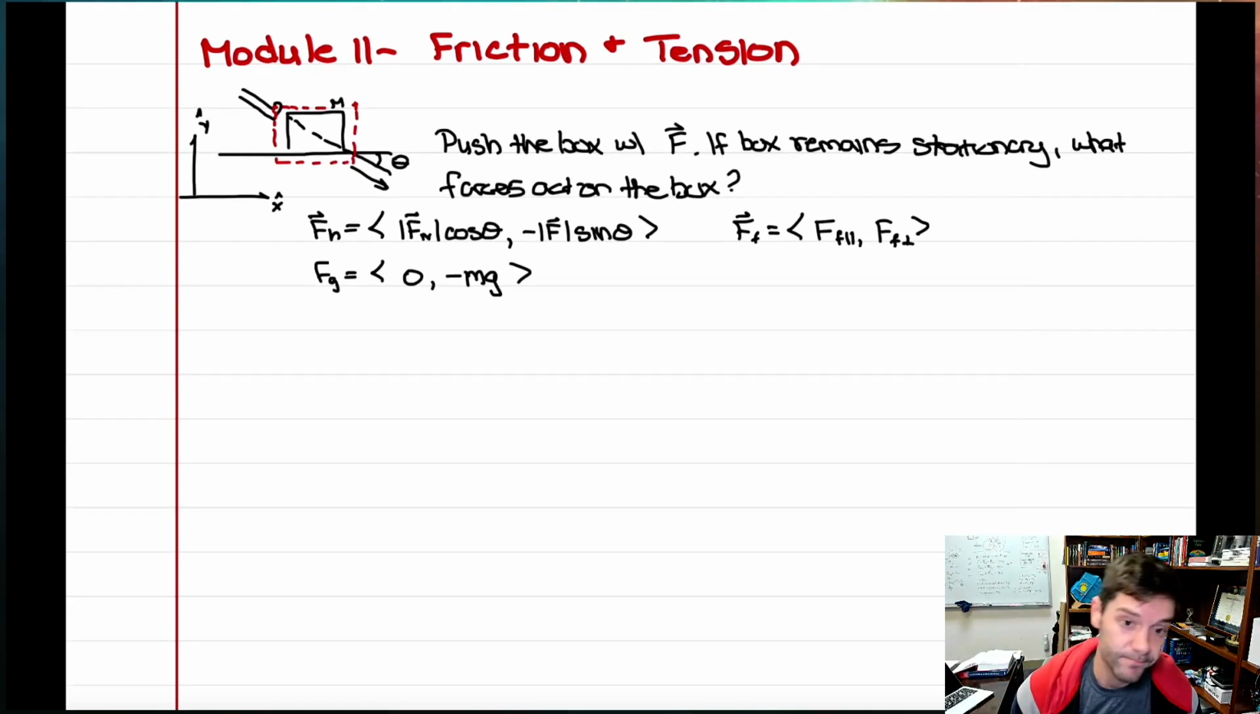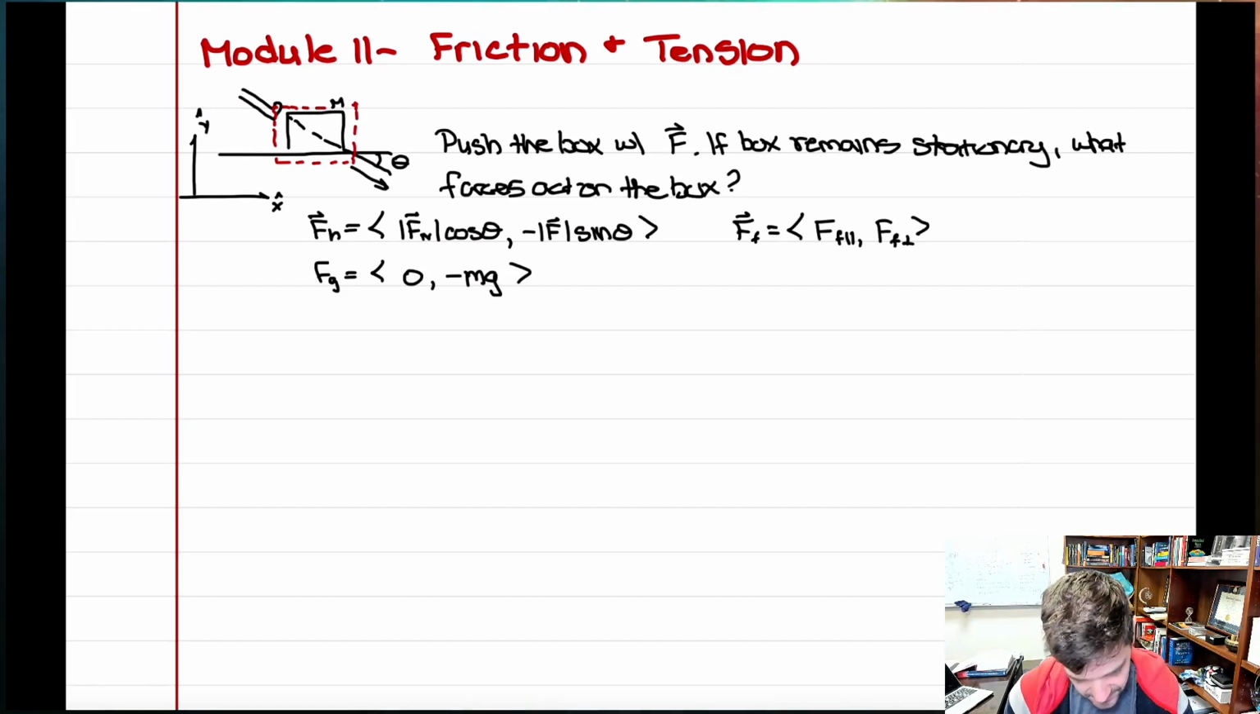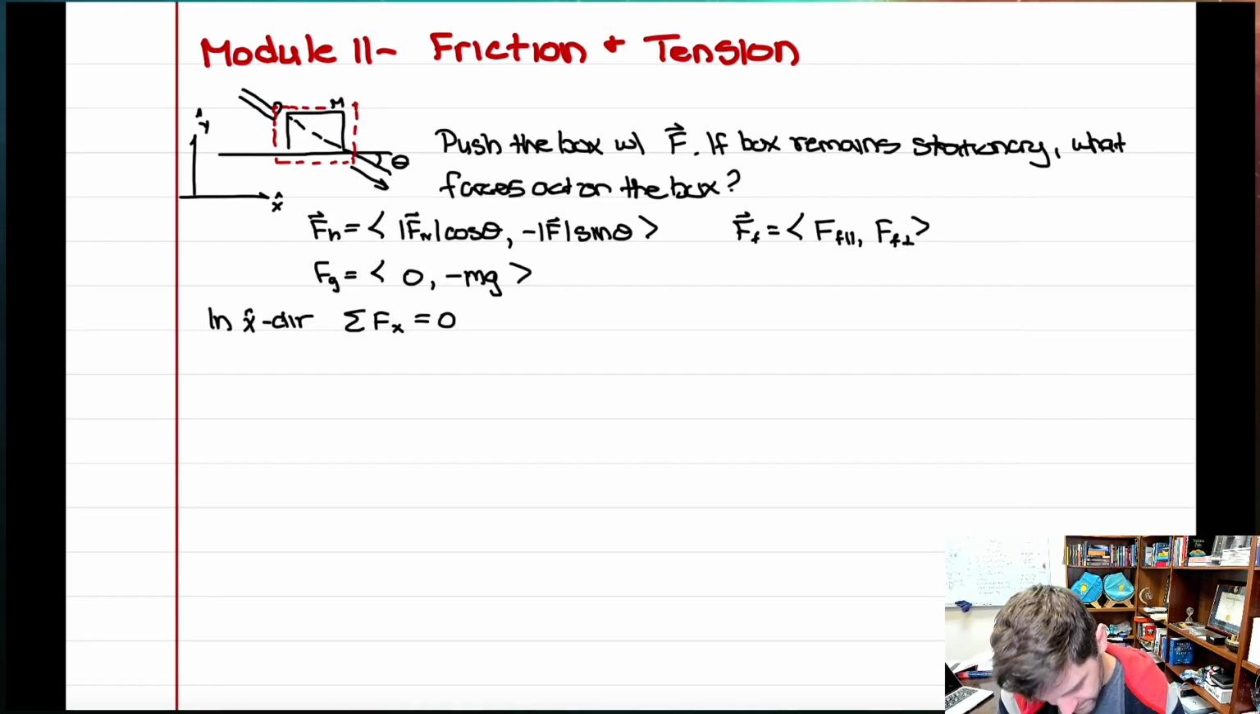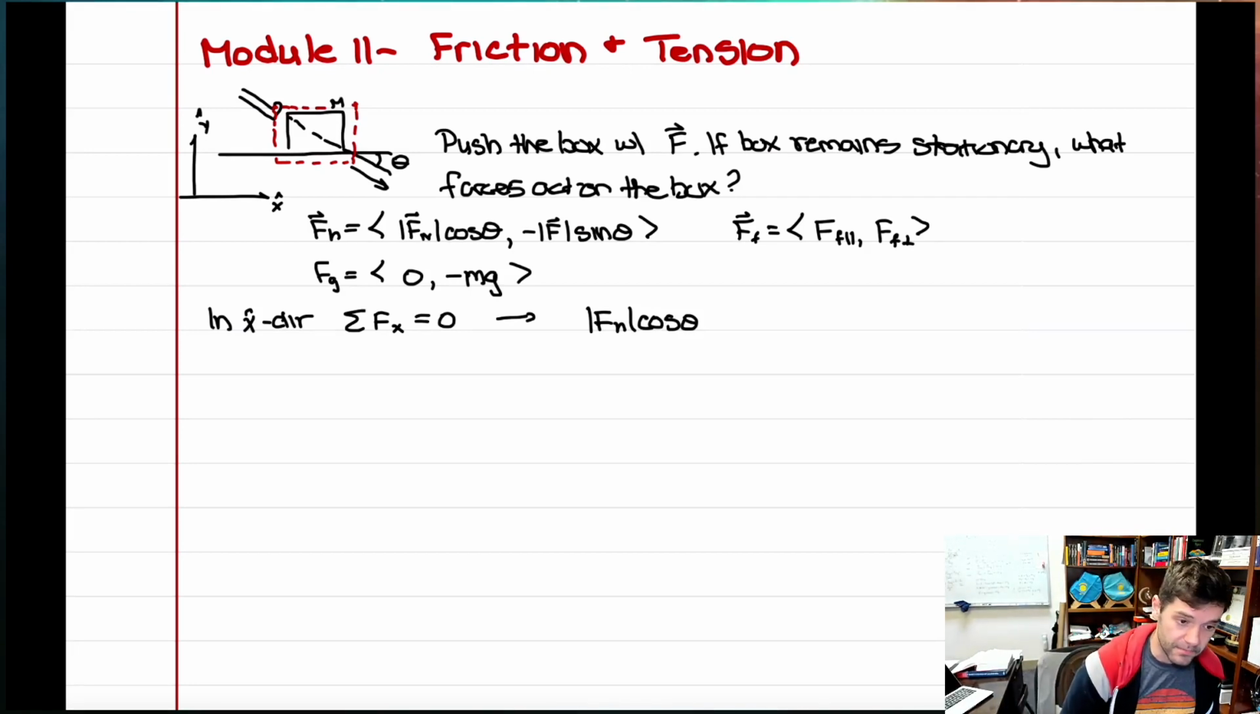If nothing's moving, that means velocity starts at zero and stays zero, so there cannot be any acceleration, so there can't be any net force. So if I add up all these vectors, I better get a zero vector. Particularly in the x direction, the sum of the x components better add up to zero. And notice that implies there's the force from the hand, and there's no component from gravity.